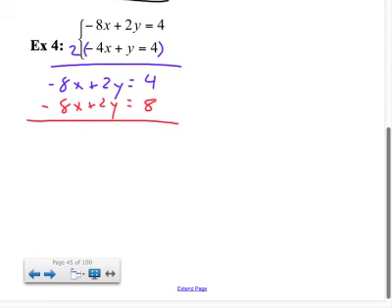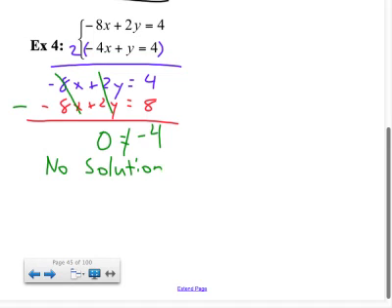And so now I've got to get my variables to cancel. So I'm going to go ahead and add. I'm sorry. I want to get my x's to cancel, so I'm going to subtract. Negative 8x minus negative 8x cancels. 2y minus 2y cancels. That's 0 equals 4 minus 8, which is negative 4. That is not true. Because that's not true, your answer here would be no solution. Okay, those lines have to be parallel.